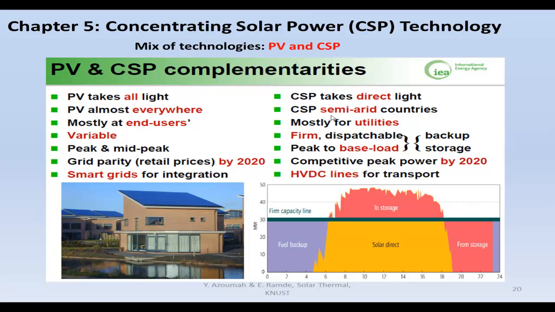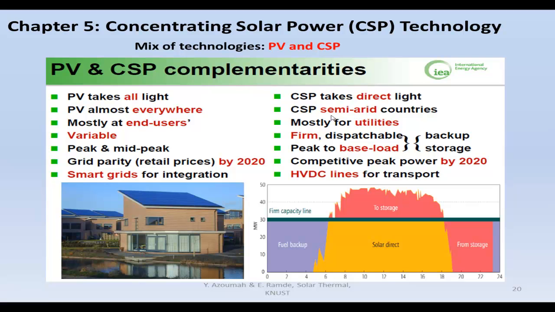But PV, whether the radiation is diffuse or direct, can use both of them. So we can put a PV system everywhere. Okay? And contrary to that, CSP could not be used everywhere. And if you take PV, for example, it's mostly at end users, meaning that households could use PV for their electricity need at least. But it is rare; CSP is mainly for the utilities, okay?